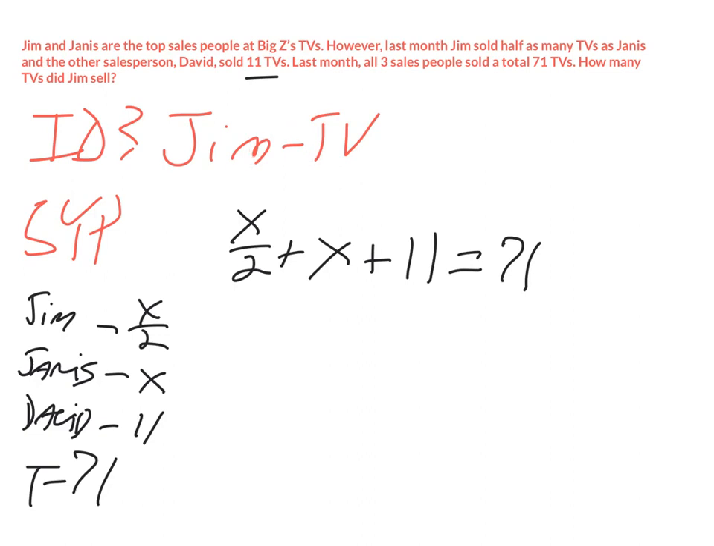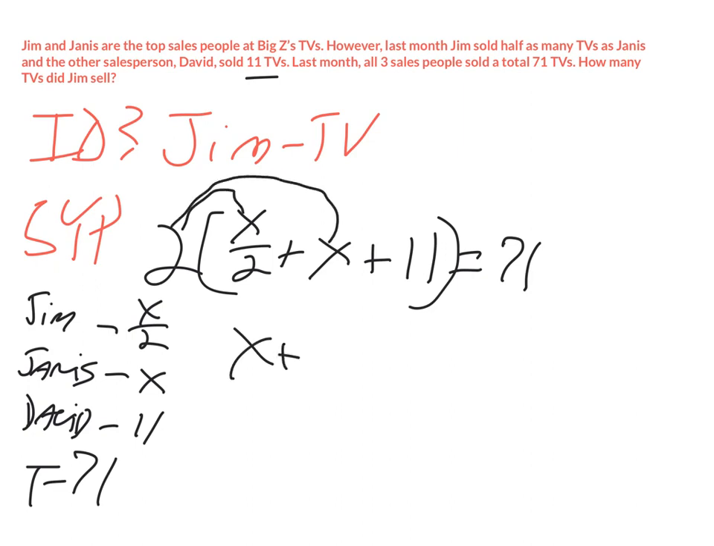So the first thing we want to do is get rid of this fraction, and we're going to do that by multiplying by 2. Because when I multiply by 2, I get rid of that fraction. So 2 times X over 2, that 2 will cross out, and so it will just leave me with X. Then I have to distribute that there, and I have to multiply it here. So 2 times X is 2X. And then I have to distribute it there, 2 times 11 is 22.